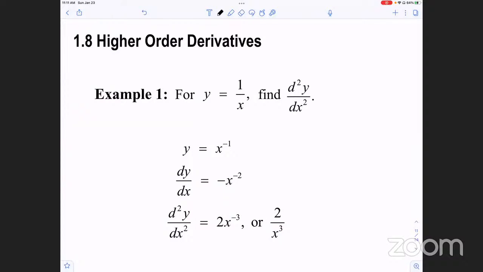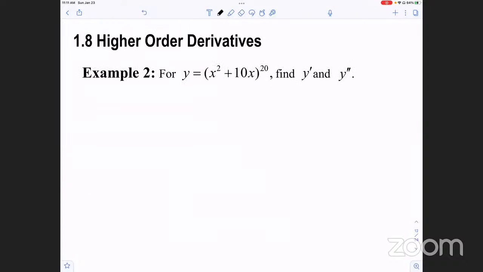And you see it here, 2 over x cubed. So for this example, find y prime and y double prime. So find the first and second derivative. Initially, we have y equals x squared plus 10x all to the power of 20. So we have to use the extended or chain rule, the chain rule.